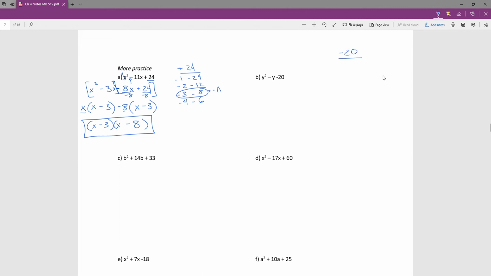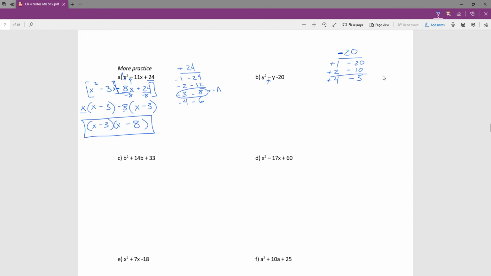For B, I have 1 times -20, so -20 is going to go at the top of my number puzzle. I'm going to factor it in as many ways as I can. I always concern myself with the signs after. I see that I have a -20 at the top, so that means I have one factor being positive and one factor being negative. I see that I have a negative B term, so that means that the big factors have to be negative and the littler factors, I should say, are going to be positive.